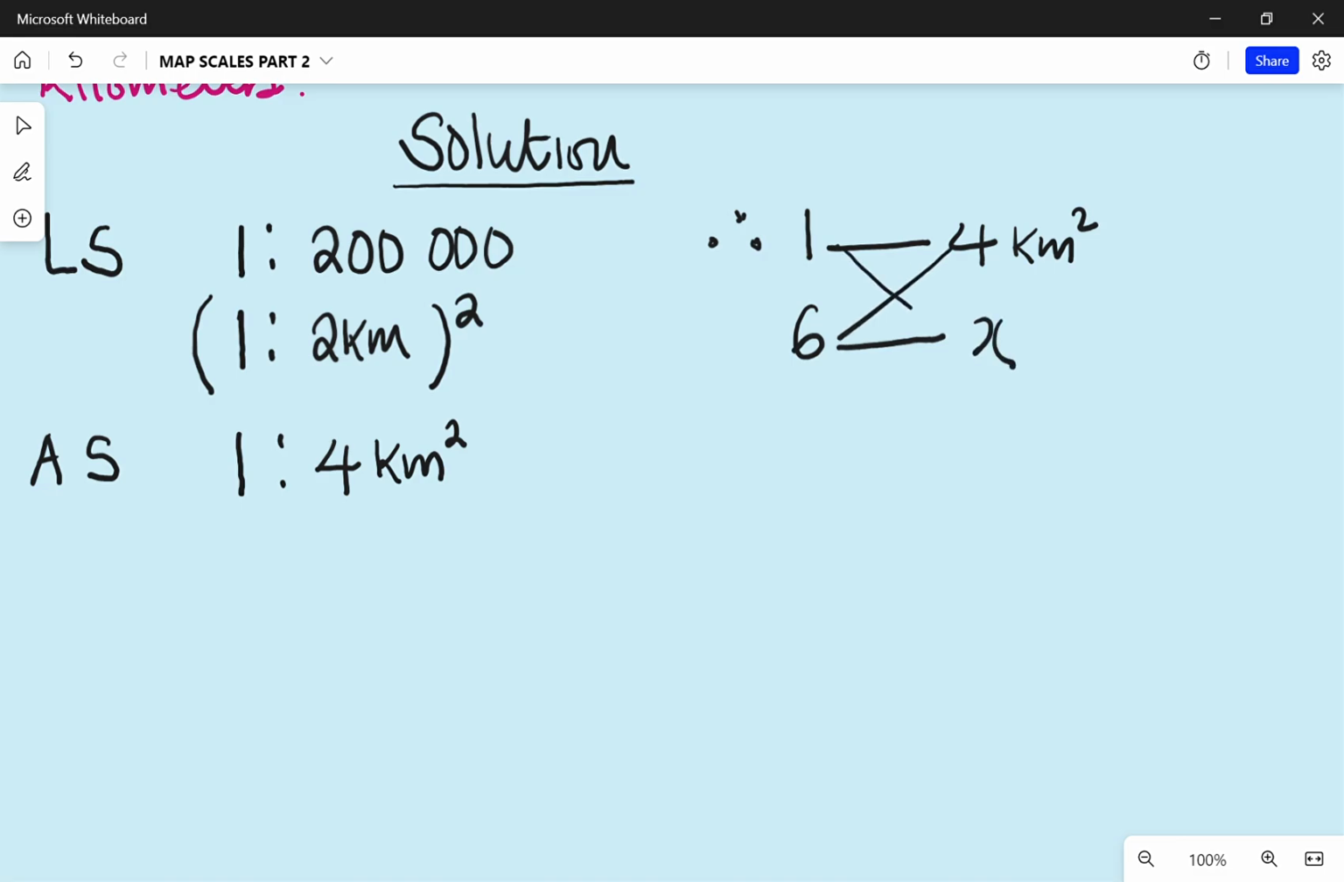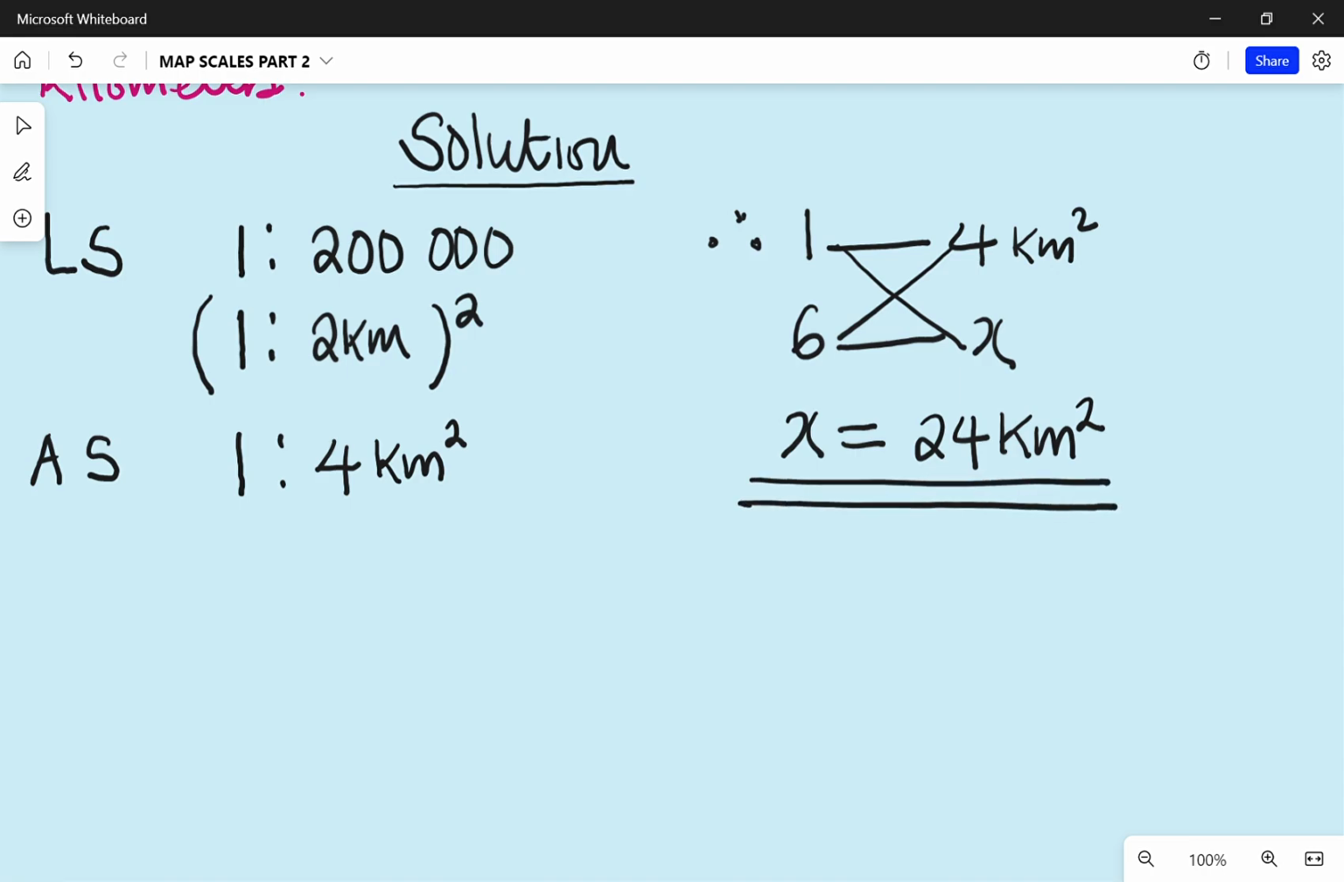So we're going to do that. So x is now going to give me 24 kilometers squared. This is your answer. Okay, that is going to be your answer.